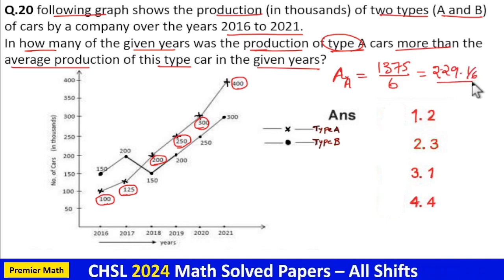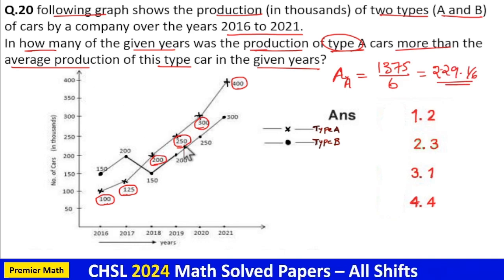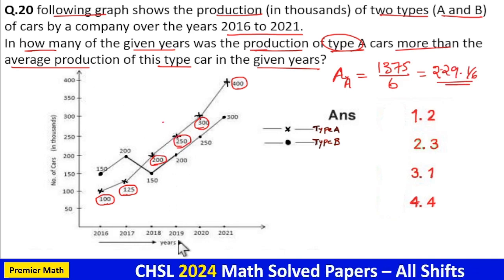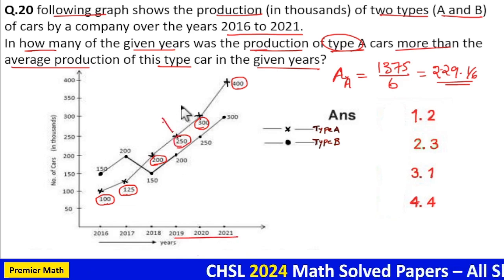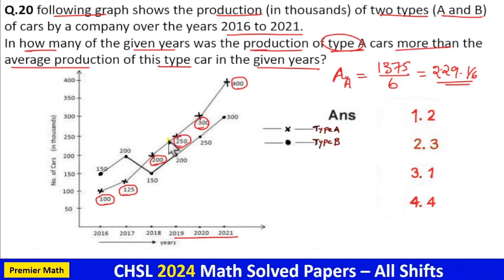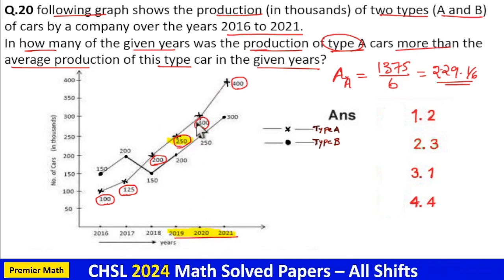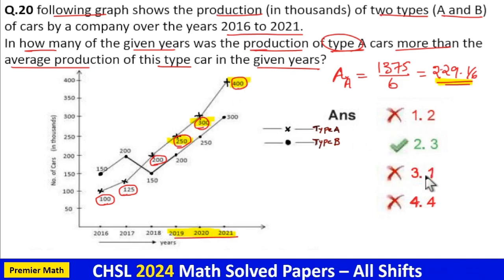229 point something. So if you look at this, you can see in 2019, 20 and 21, 250, 300 and 400 are the production of type A cars, which is greater than the average. So in 3 years we have it. So option 2 is your answer.